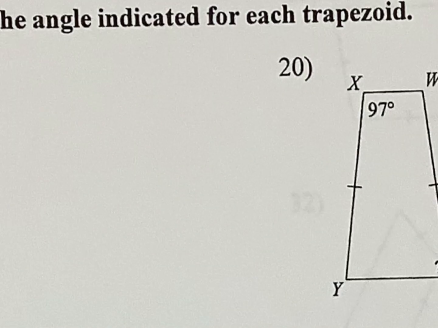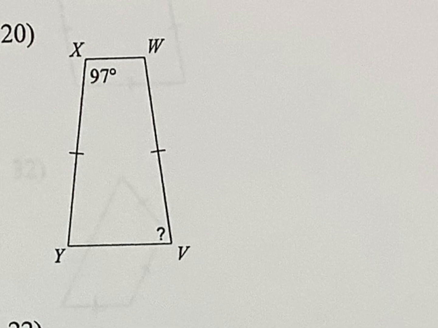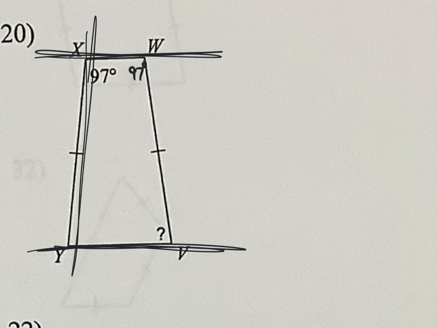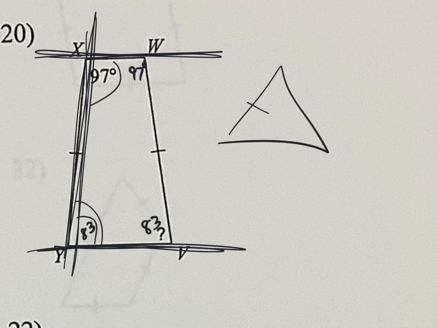Let's take a look at number 20. So it's an isosceles trapezoid, which means the base angles are the same. So this is a horizontal line, or a parallel line to this one, cut by transversal, which means 97 and this angle are supplementary. They're consecutive interior angles. So you have to take 180 minus 97 and get 83, which means this is 83. Just like in an isosceles triangle, the base angles are the same. Well, we have an isosceles trapezoid, so these angles are the same, and same with the top.